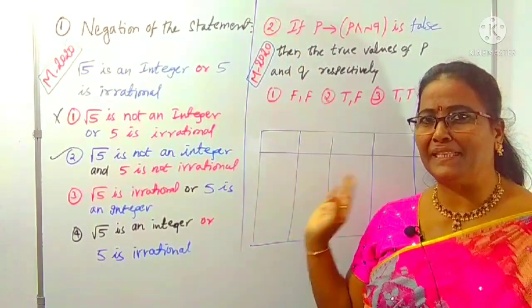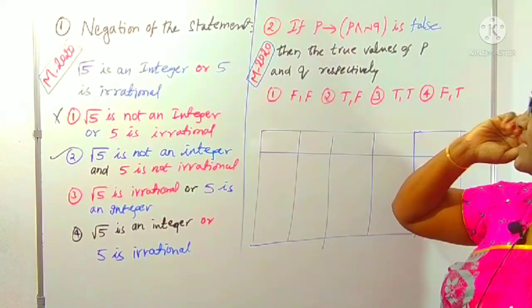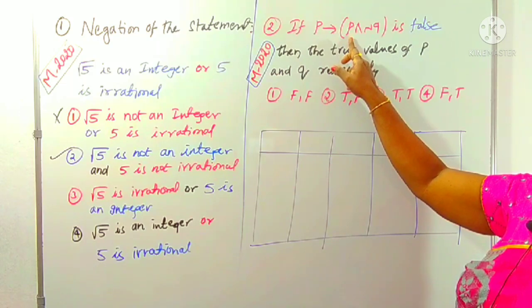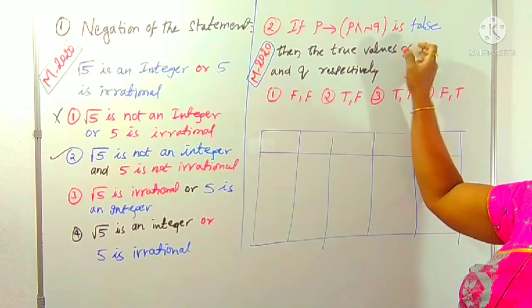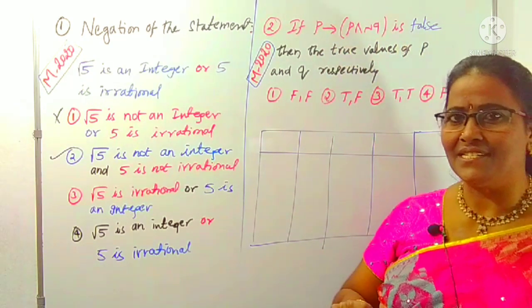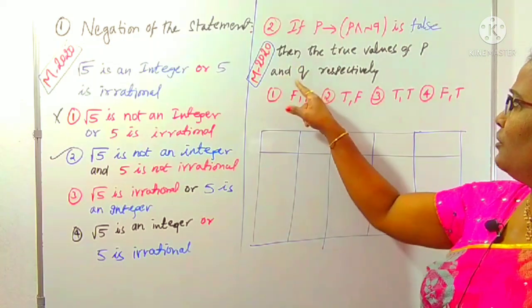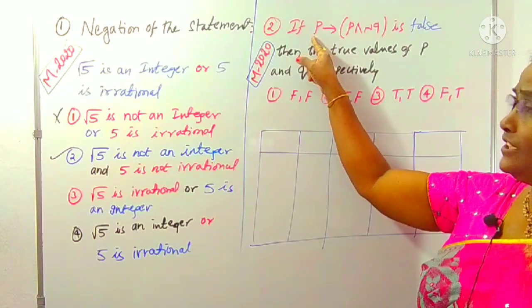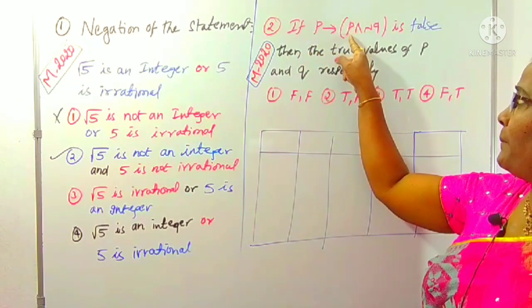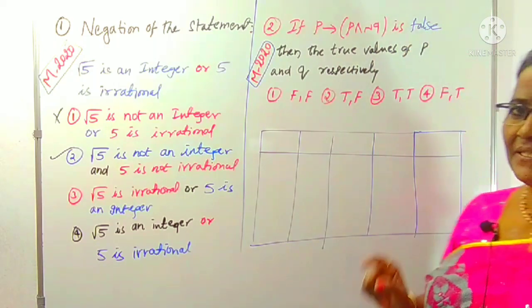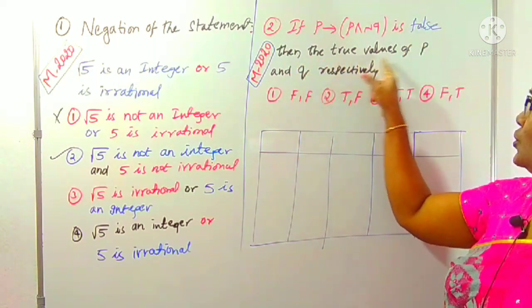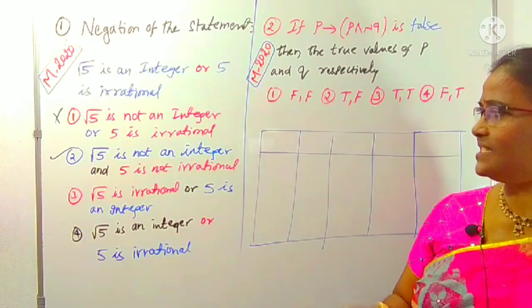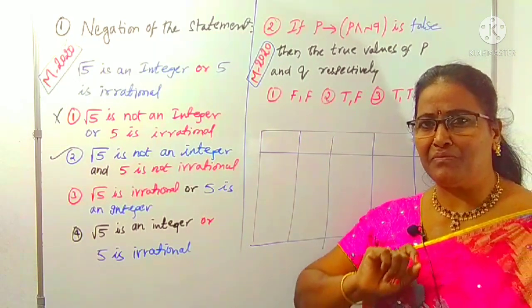For this I am preparing the table form. If P implies (P and negation Q) is false, this resultant is given as false. So for what truth values of P and Q respectively is it asking? The resultant of P implies (P and negation Q) is false. Then the truth values of P and Q respectively are what we can observe from the options. For that you have to prepare the tabular form simply.